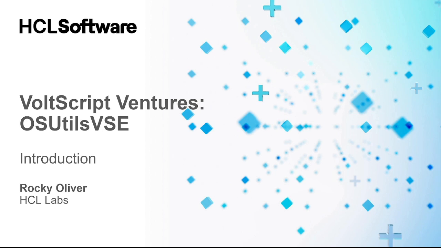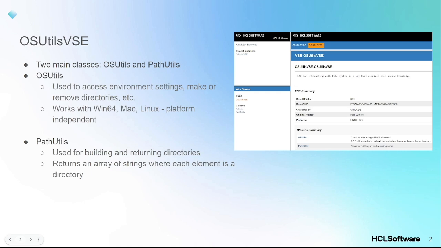My name is Rocky Oliver, and I'm one of the lead geeks at HCL Labs working on the VoltScript scripting language. OSUtils is a small helper VSE that gives you some handy utilities for working with your system environment and file paths or directories. The VSE is comprised of two main classes, OSUtils, which is used to do things such as access environment settings, make or remove directories, or determine if a file or directory exists, and so on. PathUtils is used to get a list of directories as a string array or build a new directory path.